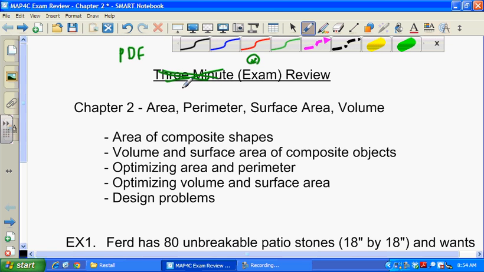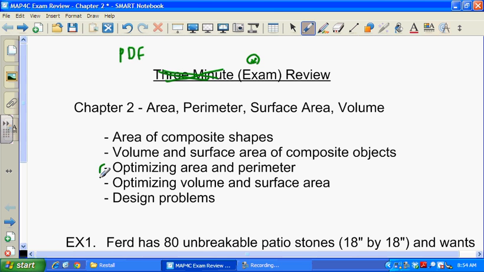One of the pains in our butt for this chapter was this idea of optimizing. Remember, the idea is you should have a good picture of what the best shape is. If it's area and perimeter, the best shape is a square if it has to be a rectangle. If not, the better shape is the one with more sides, closest to a circle, if you have any choice. Optimizing volume and surface area, the idea is the closest to a cube you can get.